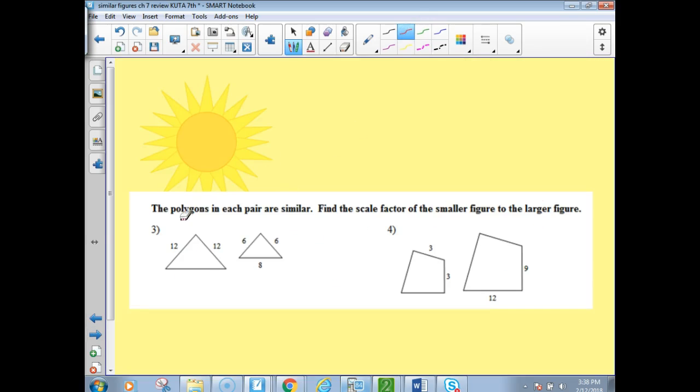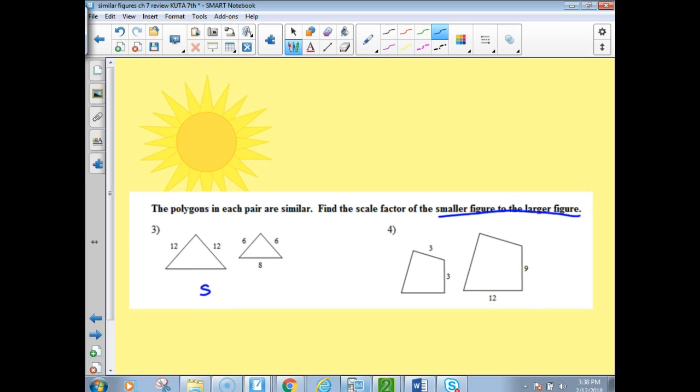Number 3, the directions say the polygons are similar. Find the scale factor of the smaller figure to the larger figure. Now, if you're not specified to do smaller to larger or larger to smaller or any specification, I'd like you to go from first figure to second figure. This says to do smaller figure to larger, so I have to go from the second figure to the first.